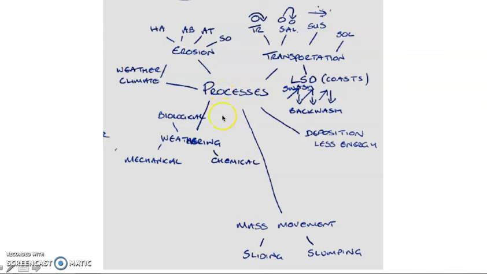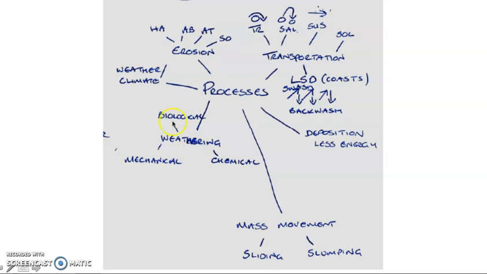Now other processes, we have weathering. Now this is different to erosion, because this is the weakening of the rock in situ, or where it is. Okay, so it doesn't move it, doesn't make it disappear, it just weakens the rock. And weathering can help erosion take place later on. So we've got the main types.